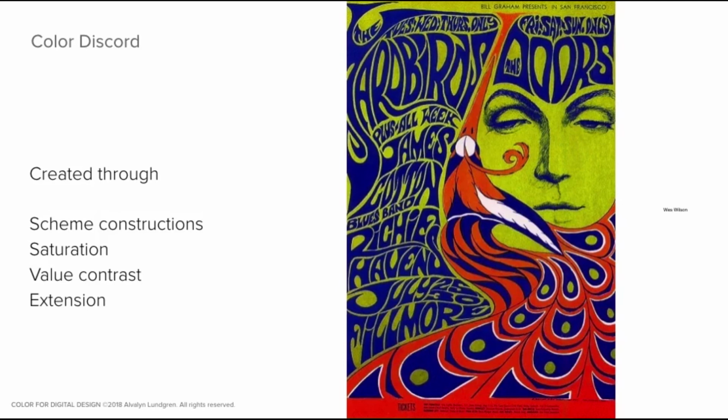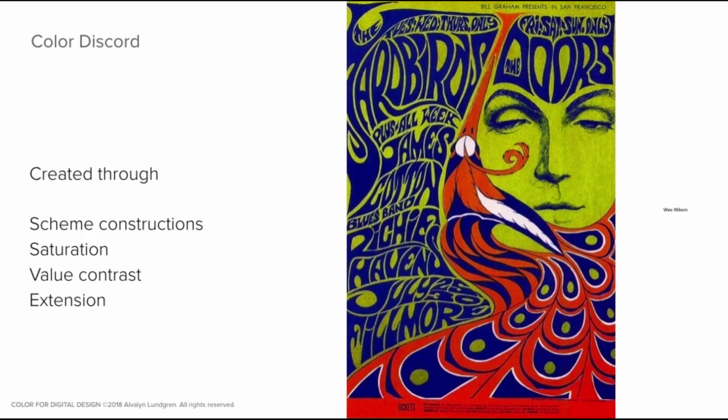Let's talk a little bit about color discord. Again, going back to music, you can create discordant chords where something is just not quite resolved. There is a sense in movement, a sense in music. When there is discord, you're waiting for resolution, or it's a transitional point within a movement from point A to point B. The same thing is true with color.